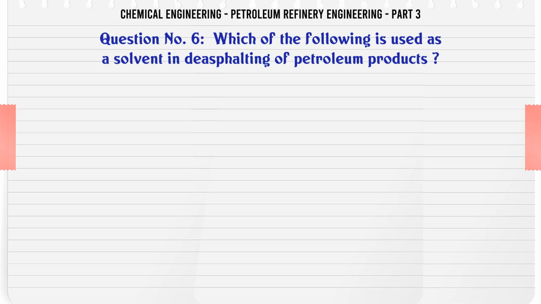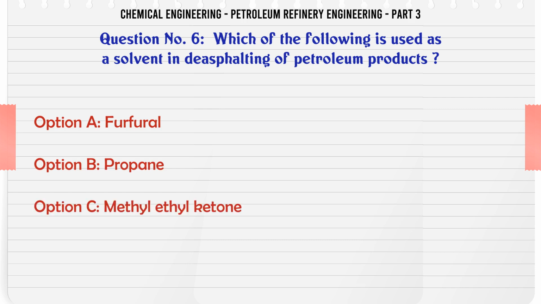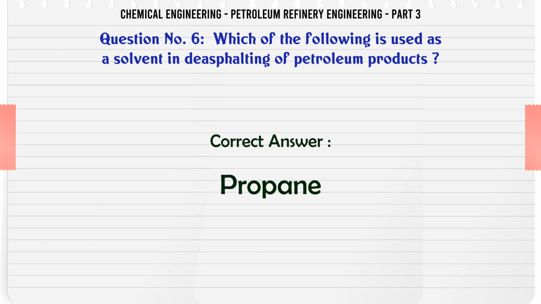Which of the following is used as a solvent in deasphalting of petroleum products? A. Furfural. B. Propane. C. Methyl ethyl ketone. D. Liquid sulfur dioxide. The correct answer is propane.